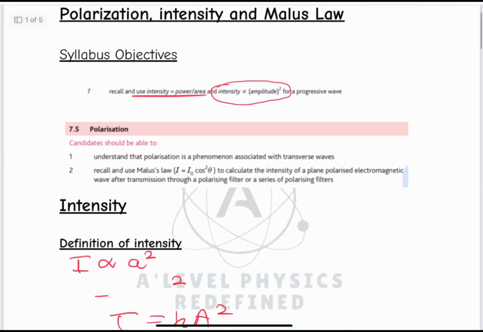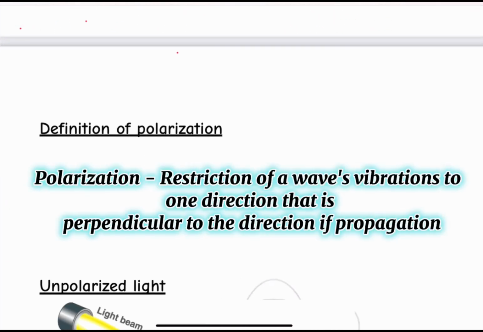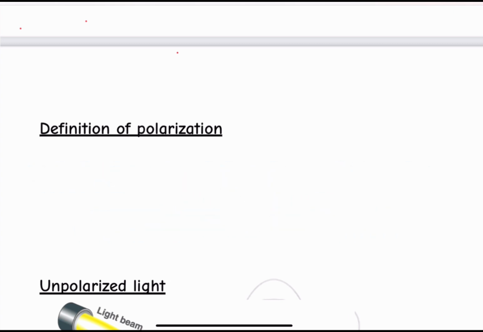Our syllabus requires us to recall and understand that polarization is a phenomenon associated with transverse waves. So first we need to understand what polarization is, and why only transverse waves, why not longitudinal waves or other types of waves. Polarization is defined as the restriction of vibration of a wave to one direction only, normal to the wave propagation. Now, what do I mean by all of these words? Well, let us go back to the fundamental principle. Light or all transverse waves generally have their vibrations in a perpendicular direction, right?